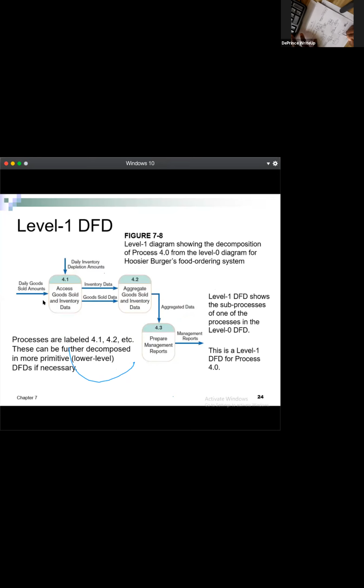This is repair management report. Now, repair management report, this is 4.3 in DFD level 1.